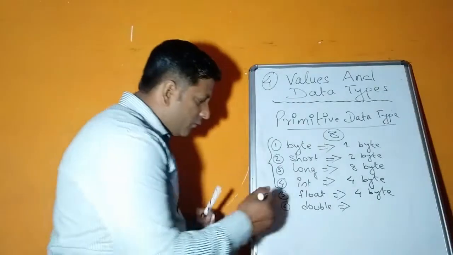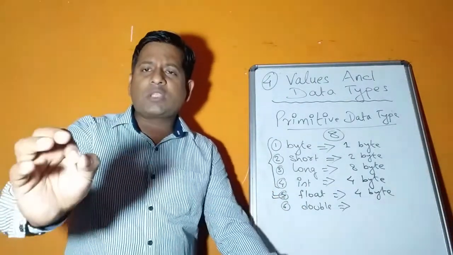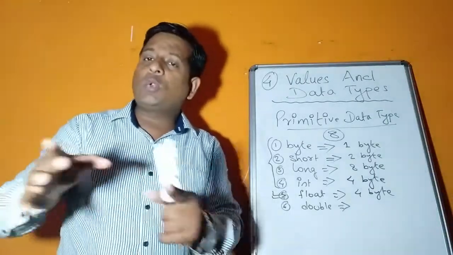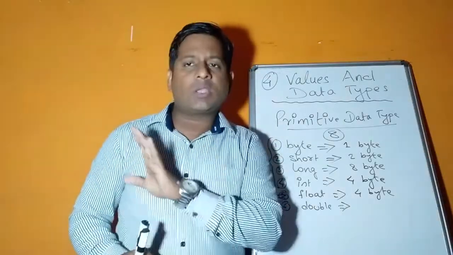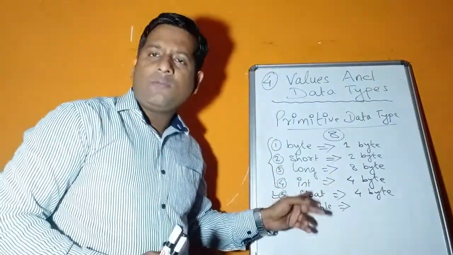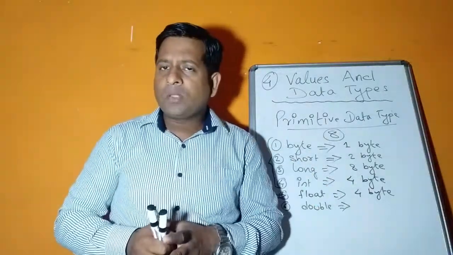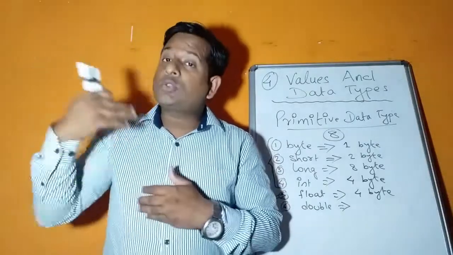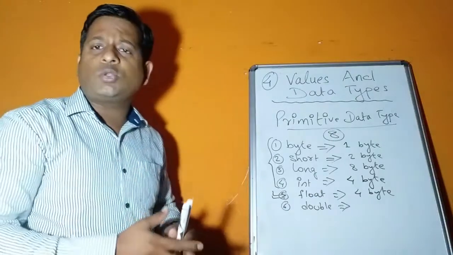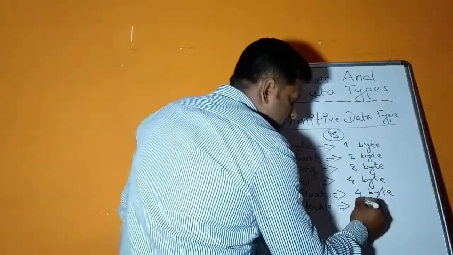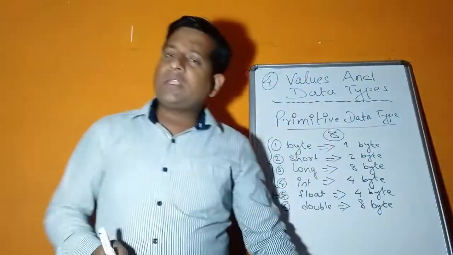Float. Float is used to store decimal values, only decimal values. Suppose you are storing 10, automatically it will turn to 10.0. So the decimal point is required to be stored in a float data type. Double can store both integer as well as float. As the name says, double, that means twice, both. And the capacity of storing is also much higher, that is up to 8 byte. See, up to 8 byte it can store.